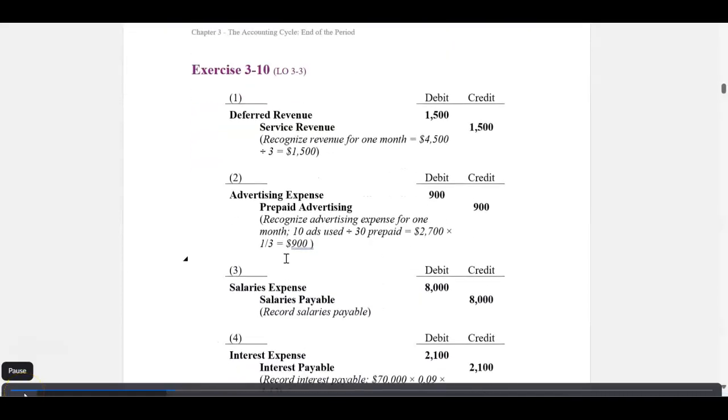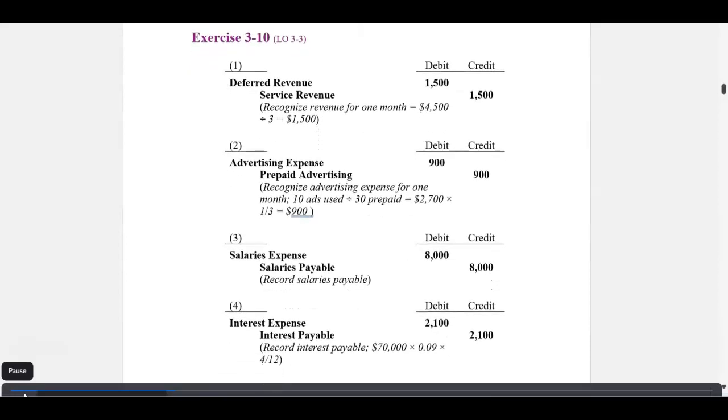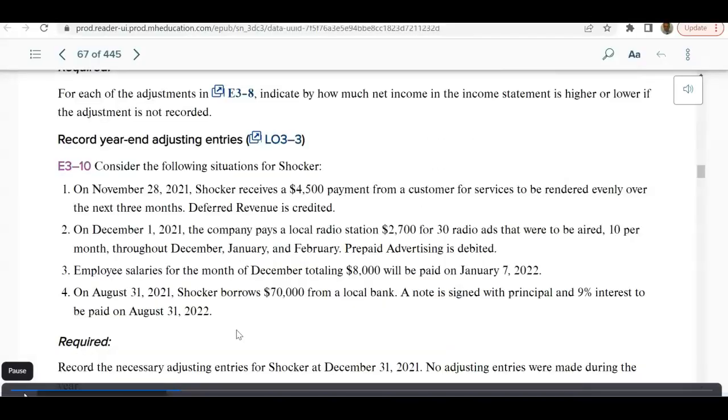Okay, so let's do one more since we are reviewing. And that is also part of your homework, number 10. Okay, number 10. Here is the question. Consider the following situation for Shocker. On November 8th and on November 28th of 2021, Shocker receives $4,500 payment from a customer for services to be rendered evenly over the next 3 months. That means $1,500 a month, right?